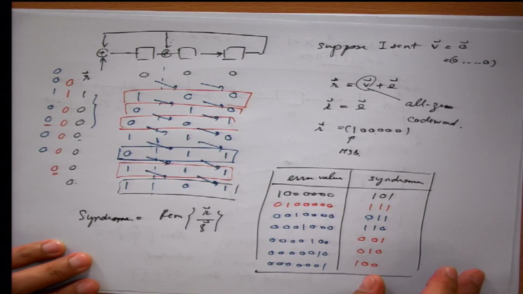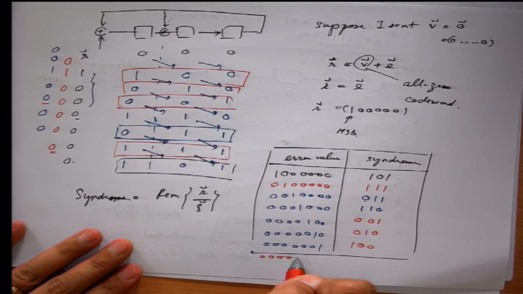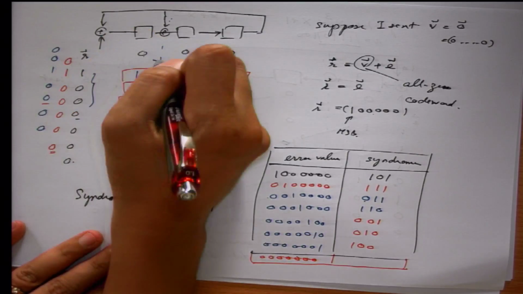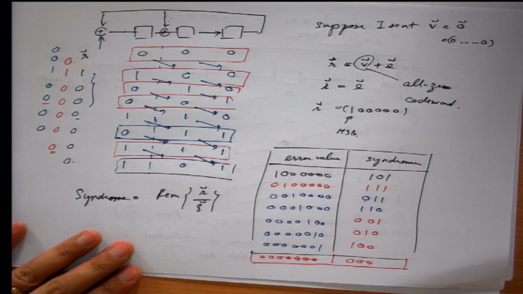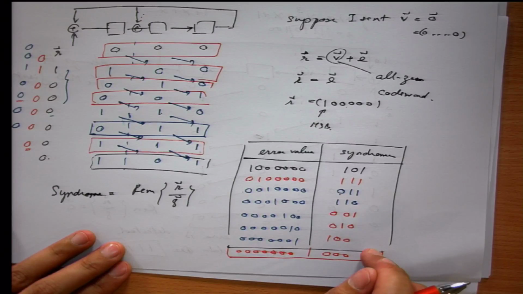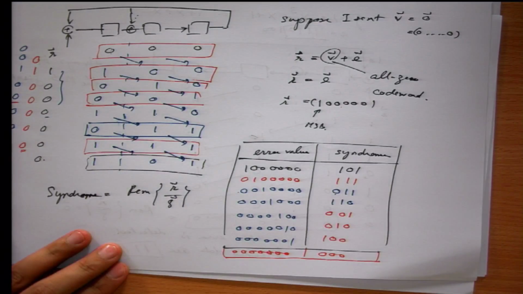Okay. If there is no error, as a special case, error equal to 0, what you get is all 0. Okay. Now, we have this table, and we can use this table to correct our error. So when you have this table, you can use this one.